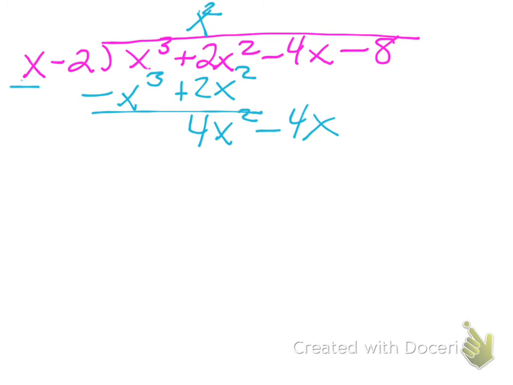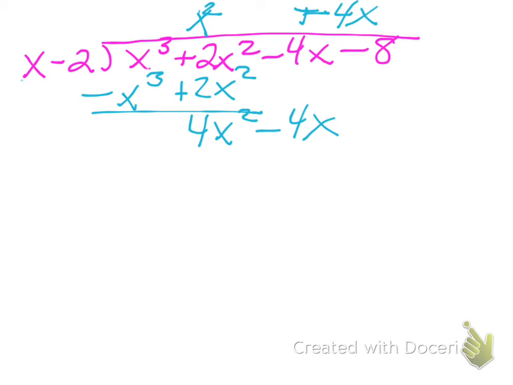Do it again. What do you need to multiply this by to get this? Well, I need to multiply by, I'm not going to be able to write it here, unfortunately, so bear with me. There's a method to my madness. I'm going to have to multiply by a positive 4x.